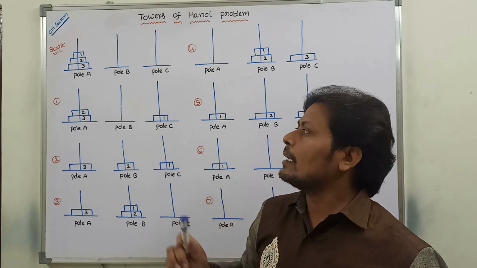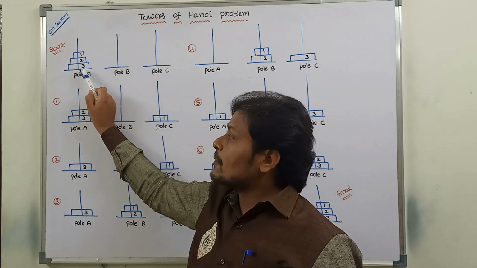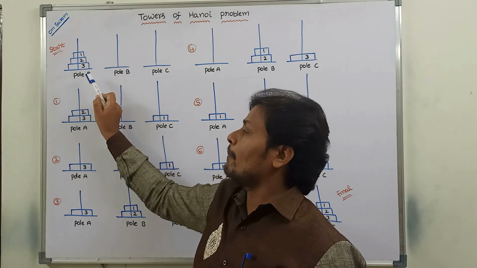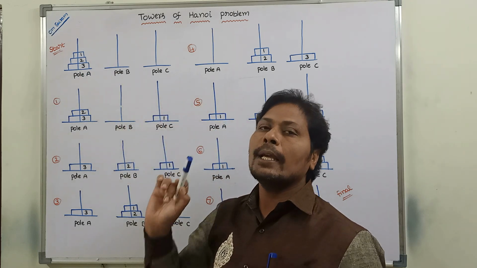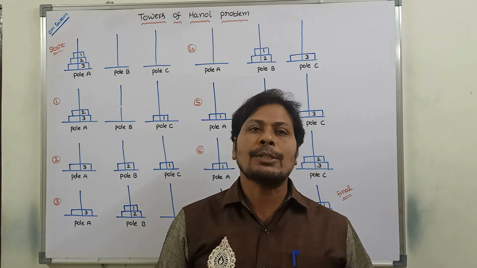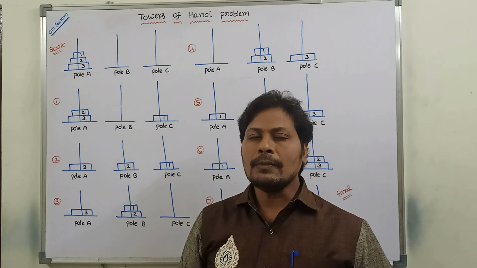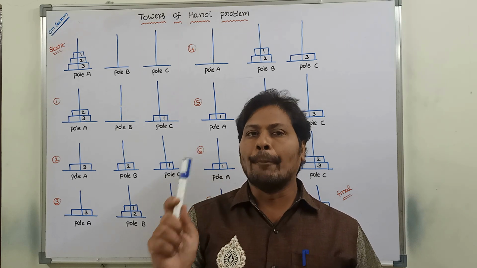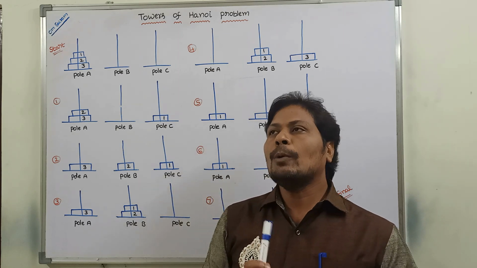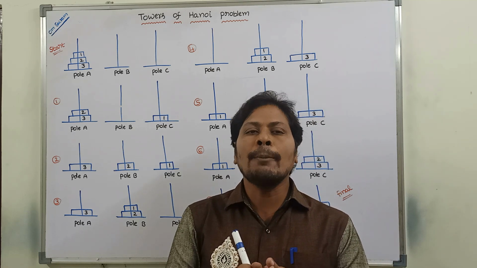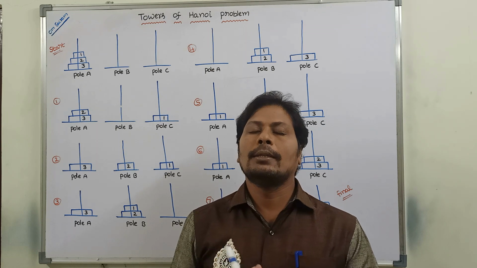To move these three discs from pole A to pole C, we must obey three rules. The first rule is that at a time only one disc can be moved, so we move only one disc from one pole to another pole.